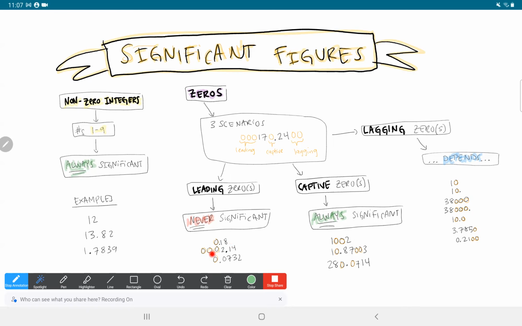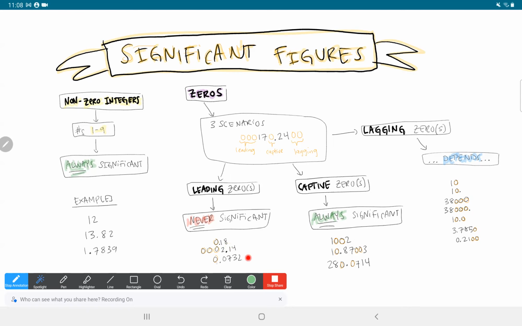What about 0002.14? Those 3 zeros are placeholders and they're really there for no good reason. So those are not significant zeros at all. This whole number, even though it has a total of 1, 2, 3, 4, 5, 6 numbers, has only 3 significant figures, which is the 2.14.